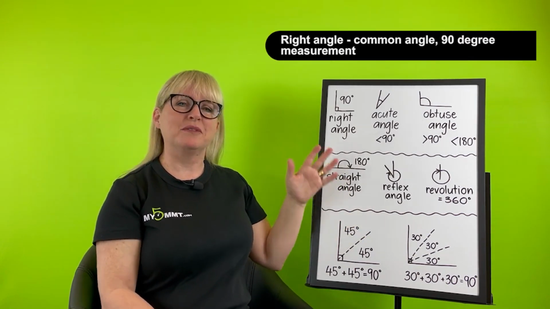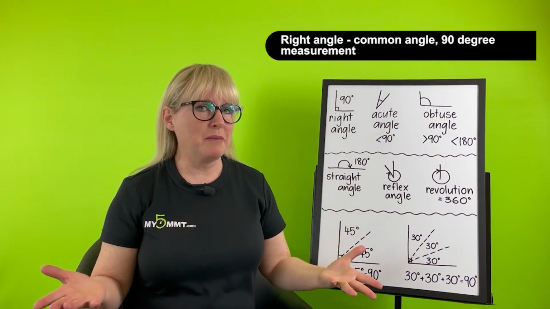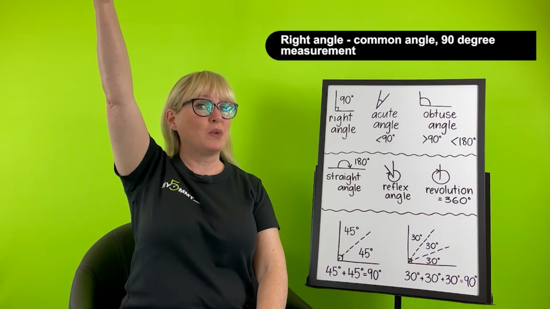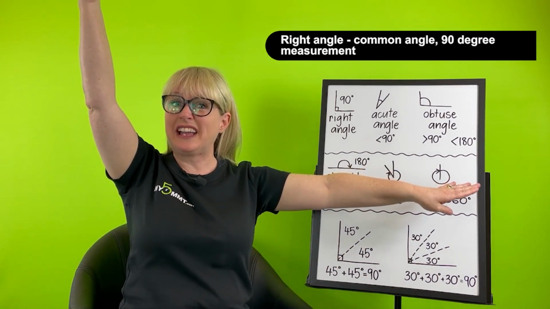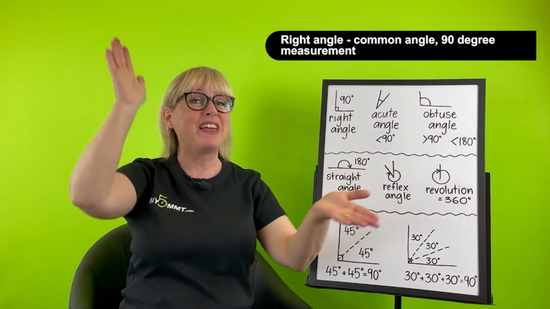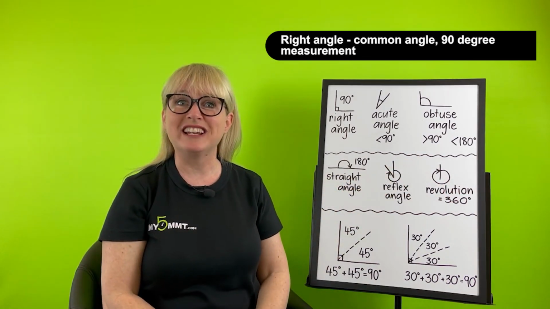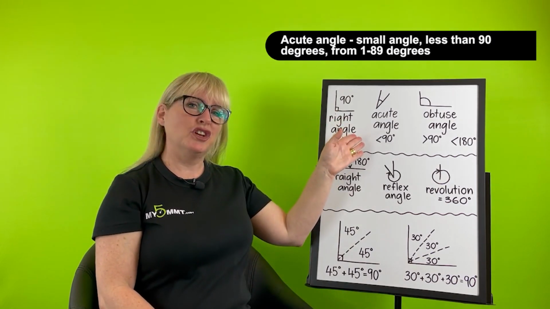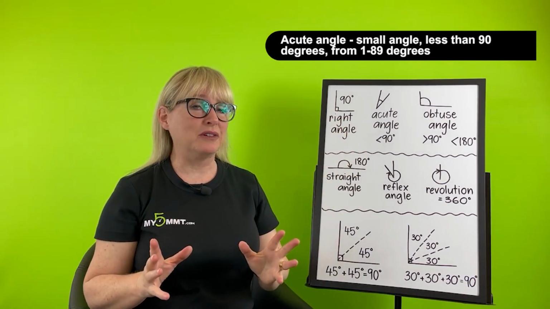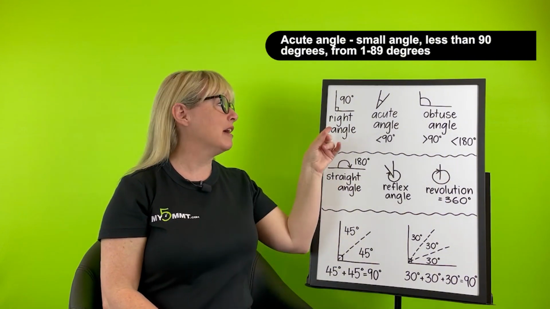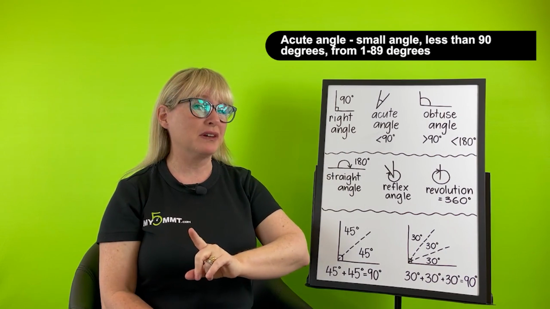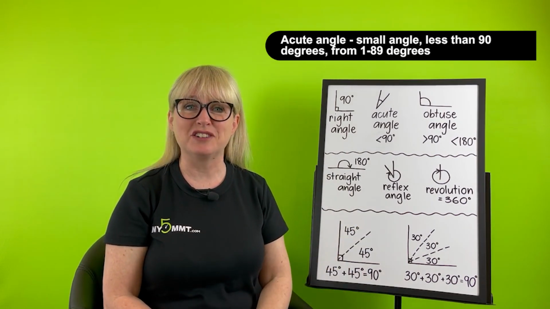A right angle. A right angle is a very common angle that we see everywhere, and it's where our arm goes one direction and another arm of our angle goes in another direction, but where they meet, that's a perfect 90-degree measurement for that angle. We have an acute angle. That's a small angle, and it's actually smaller than our right angle. It's less than 90 degrees. It's from 1 degree right up to 89 degrees.